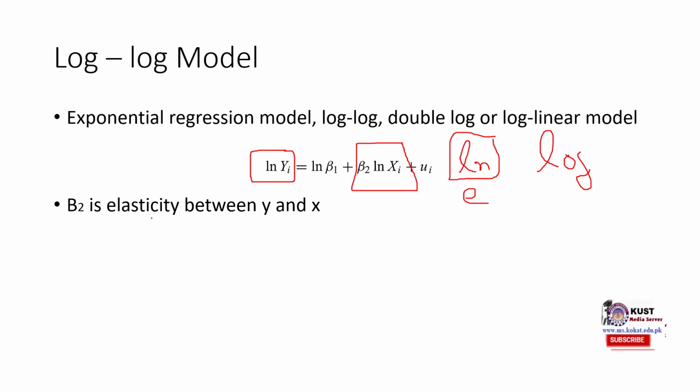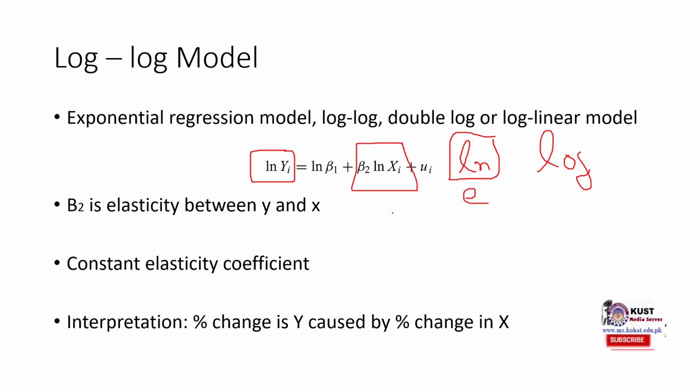So in this case, B2 is the elasticity between the y and the x variable, and this would be a constant elasticity coefficient. And by constant elasticity coefficient, we mean that it would be the same throughout the different values of x.